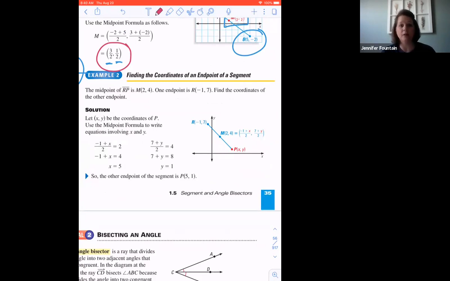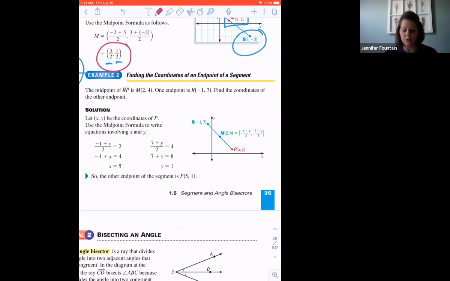How could we find the other endpoint? It says the midpoint of segment RP is the ordered pair (2, 4). One endpoint is R, which is (-1, 7). Find the coordinates of the other endpoint.